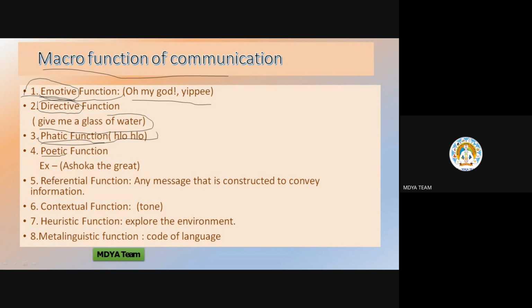Then the poetic function. As you can see here, the example is Ashoka the Great. Can you give me more examples of the poetic function, more examples of poetry? Like anything which is said in a more aesthetic way comes in the poetic function. We all have read or listened to poetry somewhere, so you can relate with this.